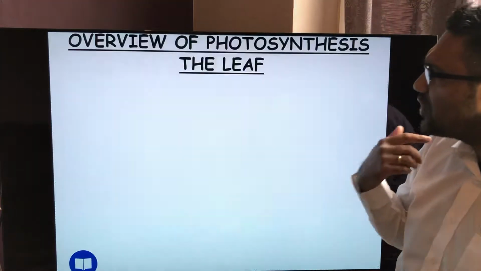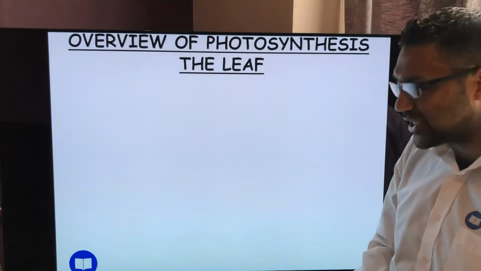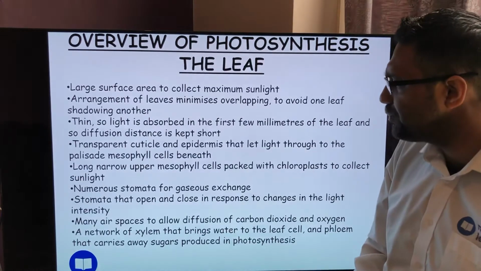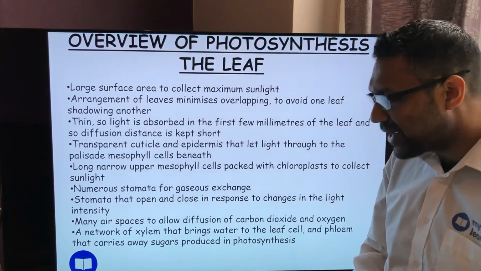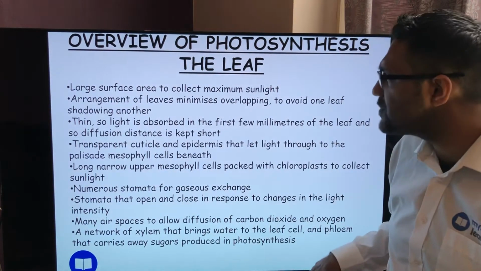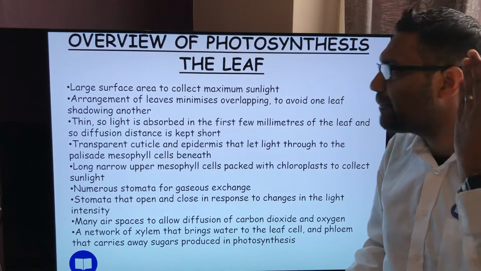Your leaves are food factories for the plant. That's where glucose is being made. So these are some of the notes I've made for you already. We didn't mention that they've got a large surface area to volume ratio because they're flat, they're broad, and they're very, very thin.